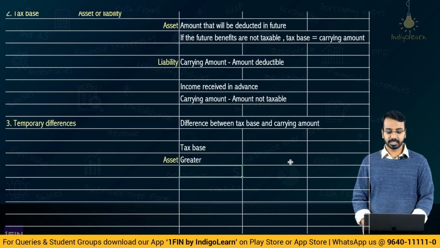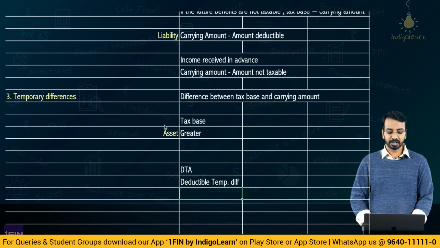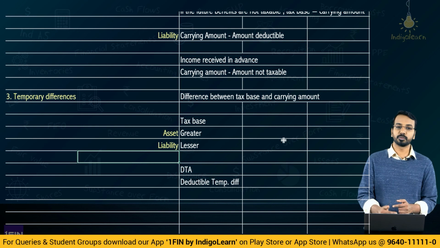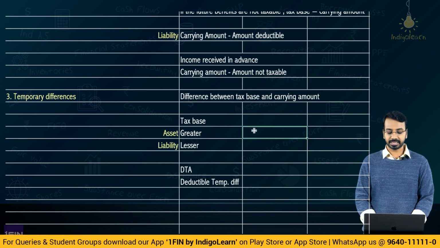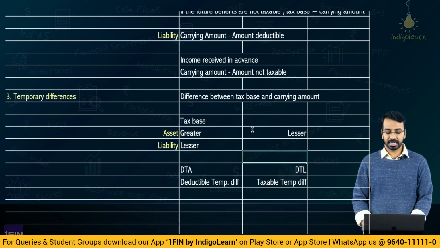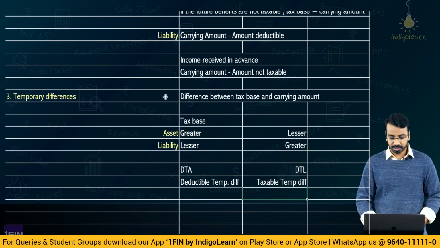if the tax base of an asset is greater, then it will result in a deferred tax asset. This will be a deductible temporary difference. Okay. Then if the tax base of a liability is lesser, this will also be a deductible temporary difference resulting in a deferred tax asset. Then if the tax base of an asset is lesser, then it will be a DTL and this will be a taxable temporary difference. And if the tax base of a liability is greater, then it will be a DTL, again a taxable temporary difference. So, this is what you need to remember.